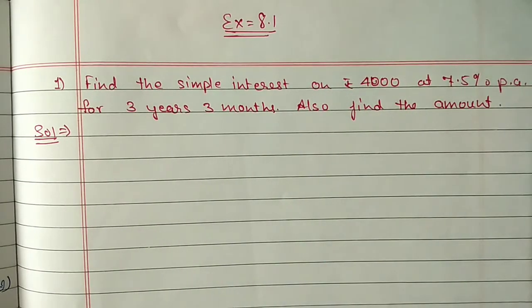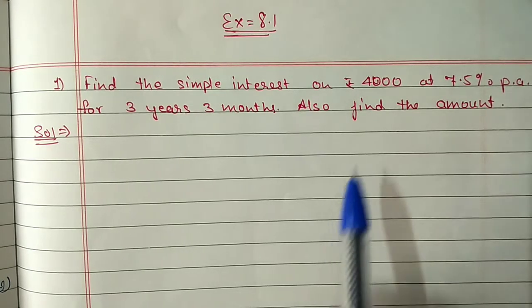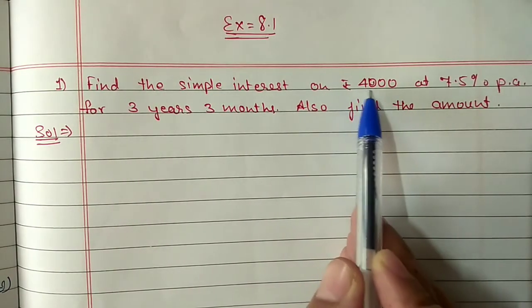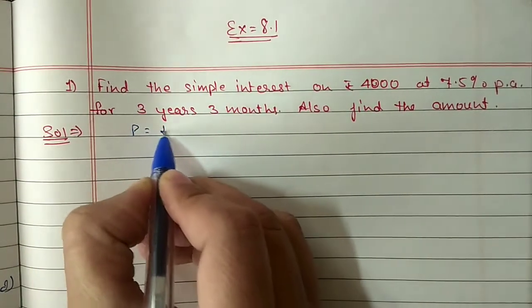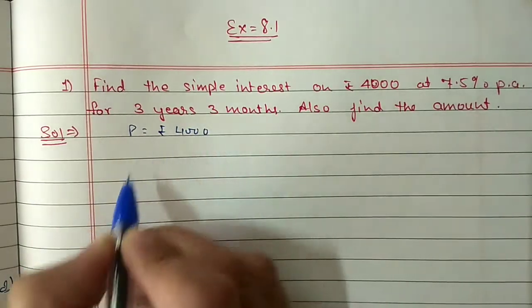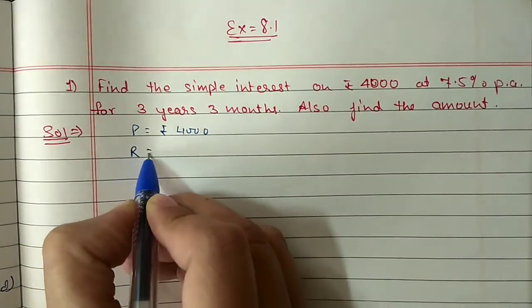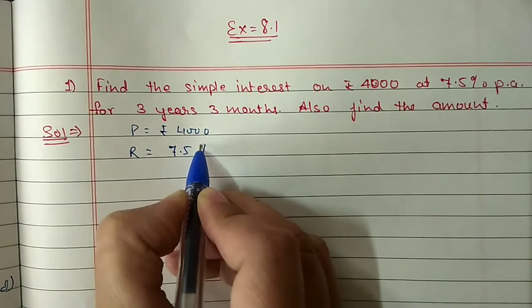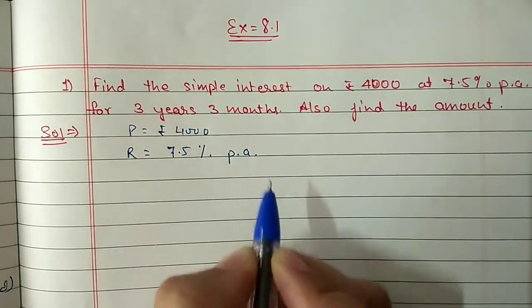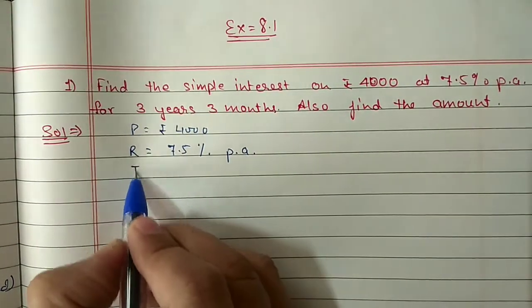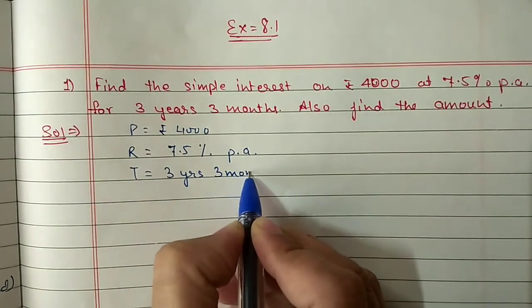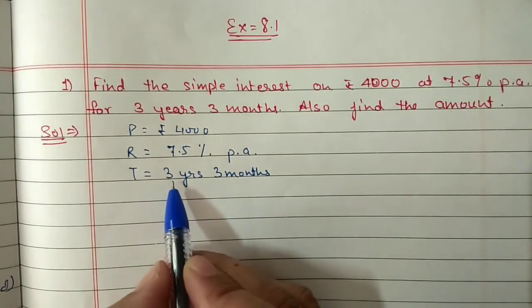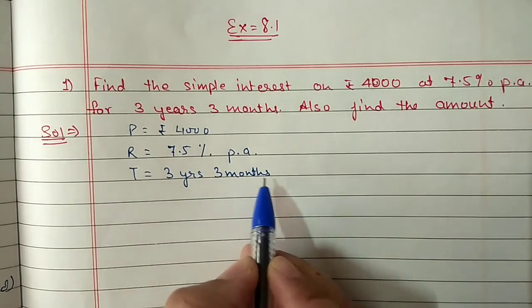So first of all we need to read the question very carefully and write what is given in the question. So in the question principal is given, this amount we are investing. So principal is 4,000 rupees. Then rate of interest is given, 7.5% per annum. And then time is given, 3 years and 3 months. So this 3 months we have to change into years. Always remember, time we have to take in years only.